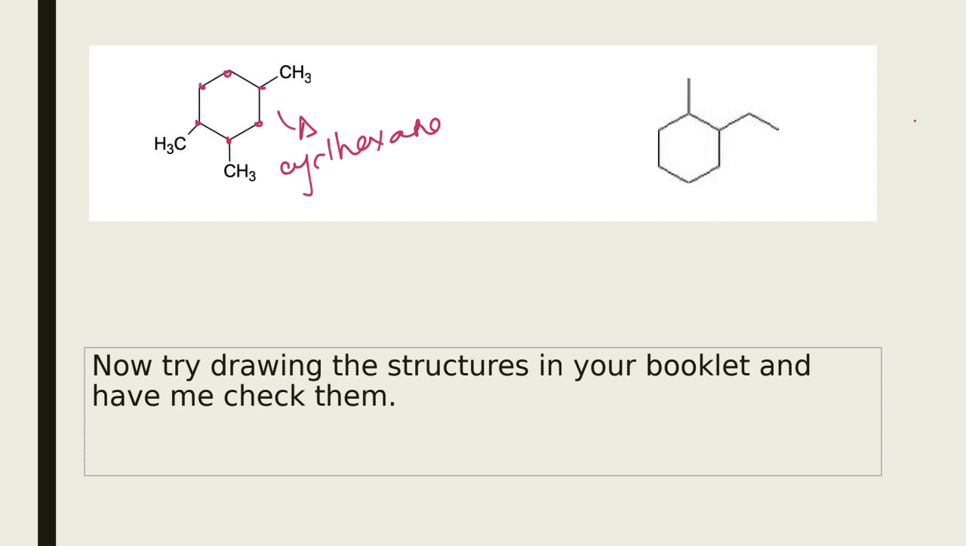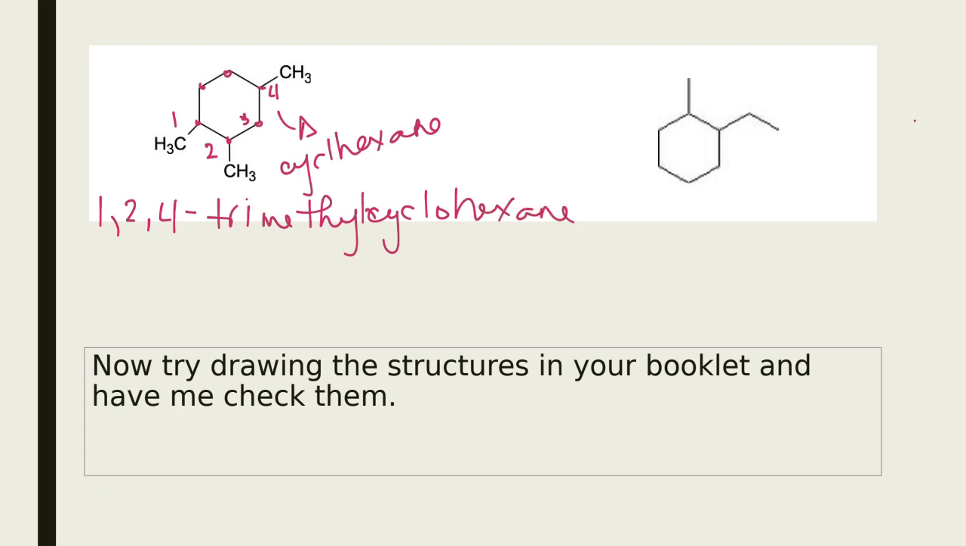So what I would probably do is do this 1, 2, 3, 4, because you can start numbering anywhere. Doesn't matter where you start numbering. And then that puts my 3 methyls at carbons 1, 2, and 4. And I cannot get anything lower than that. Trimethyl, and then cyclohexane would be the name of that.